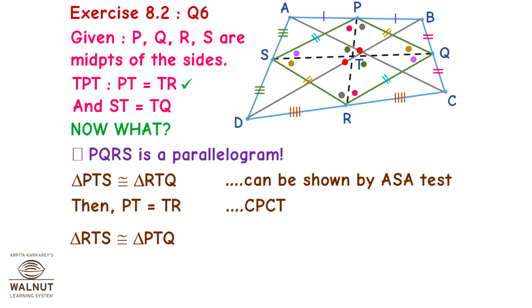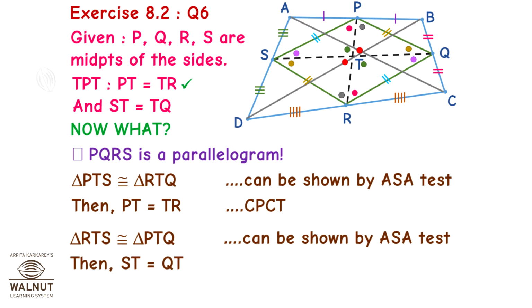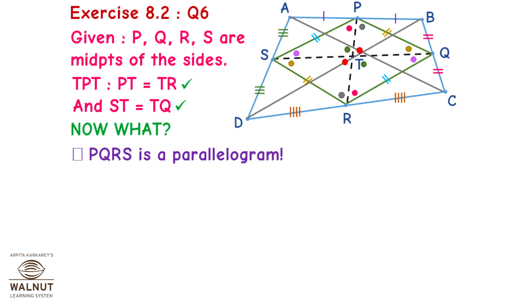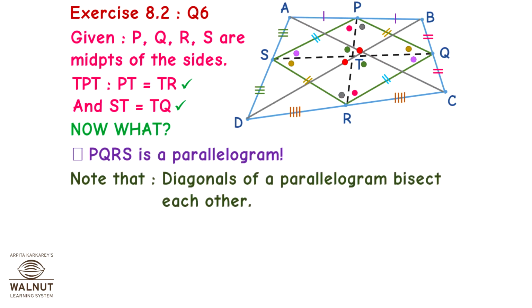Triangle RTS is congruent to triangle PTQ can be shown by ASA test. Then ST is equal to QT, CPCT. We are done. The final part can be proved in a smarter way using a property of parallelogram. Note that diagonals of a parallelogram bisect each other.